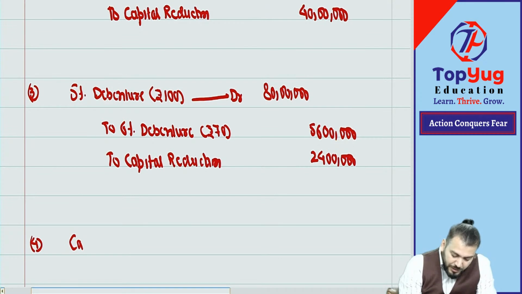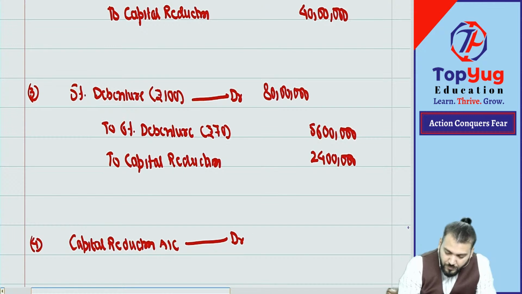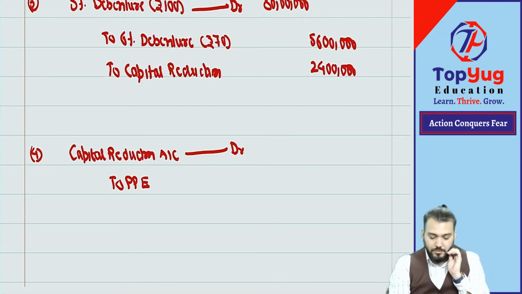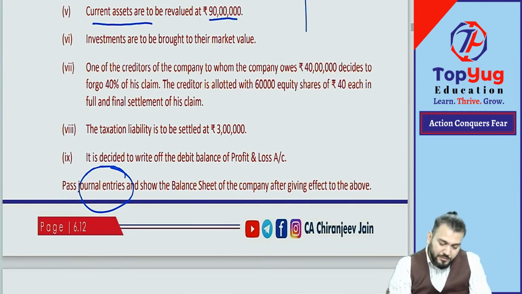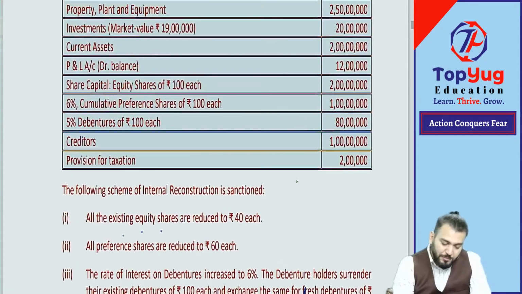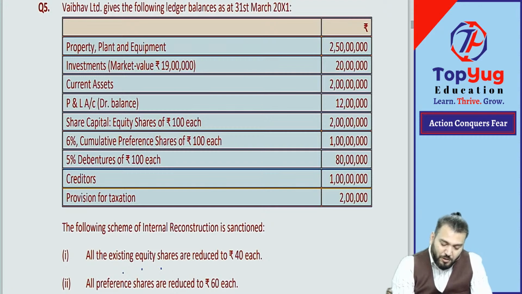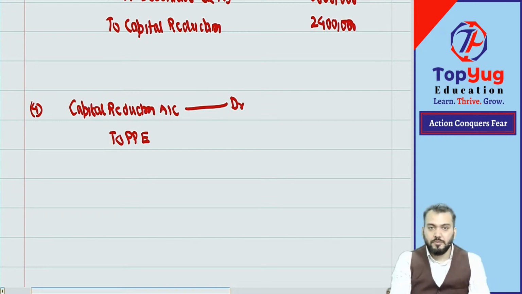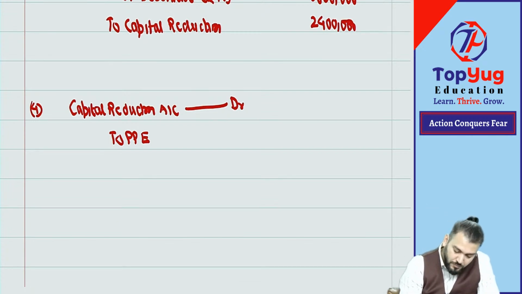What is the journal entry? Capital reduction account debit, to what? To property, plant and equipment. How much is reduced? The amount. They have said 20%. So 20% of what? 2 crore 50 lakh, 20% is how much? Tell me. 50 lakh. 50 lakh.